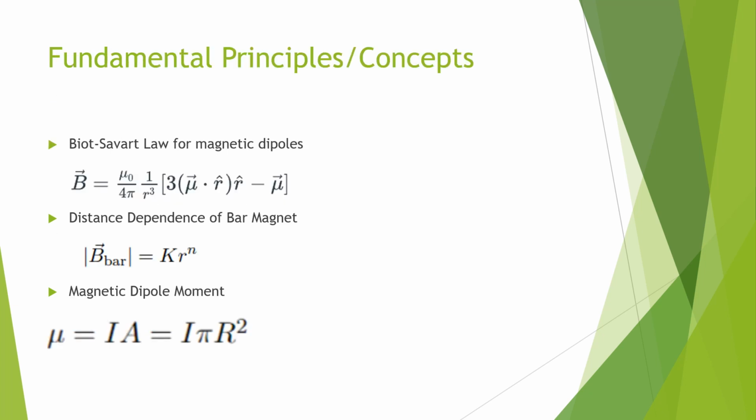Some of the fundamental principles and concepts in this lab: the Biot-Savart law for magnetic dipoles, and the formula for distance dependence of the bar magnet, which is that the magnitude of the bar magnet's magnetic field is equal to k r to the n. And then we're also trying to find the magnetic dipole moment of the bar magnet, mu, and we will not be using this specific formula, but rather deriving mu from the Biot-Savart law formula and the distance dependence formula.